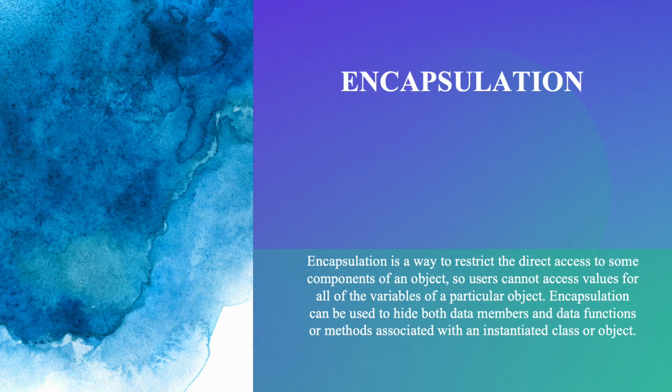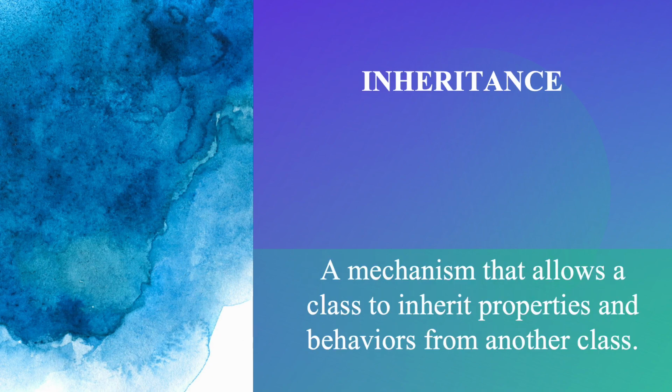Encapsulation is a way to restrict the direct access to some components of an object, so users cannot access values for all of the variables of a particular object. Encapsulation can be used to hide both data members and data functions or methods associated with an instantiated class or object. Inheritance is a mechanism that allows a class to inherit properties and behaviors from another class.